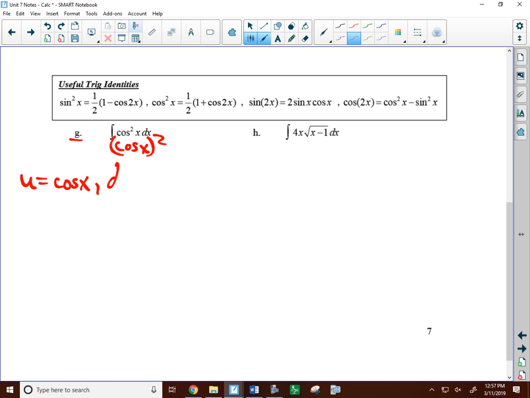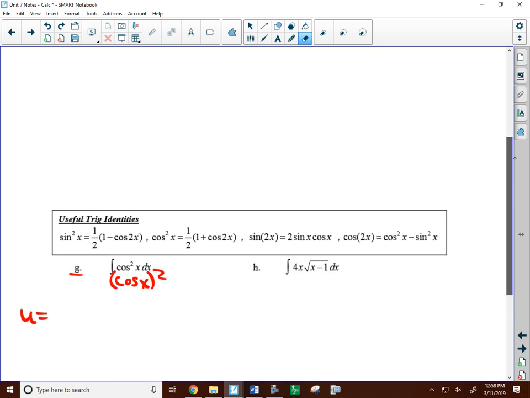Now, if we do the derivative, remember this, you got to get the derivative on the outside. The derivative would be negative sine x dx. And there's no sine x out there, and there's no way for us to create that. So this doesn't work. You can cross it off, or you can just erase. I'd say cross it off, because that's the first attempt you should do.